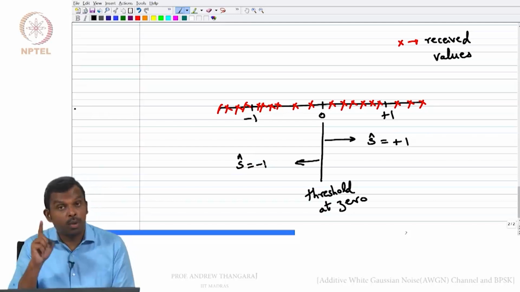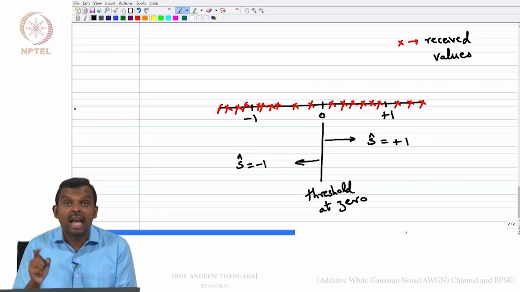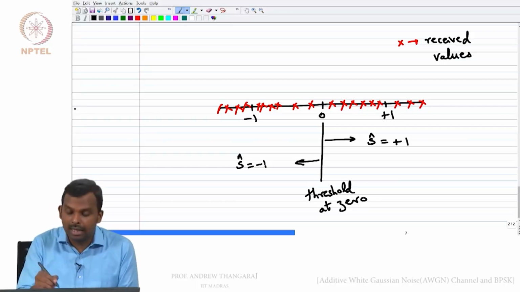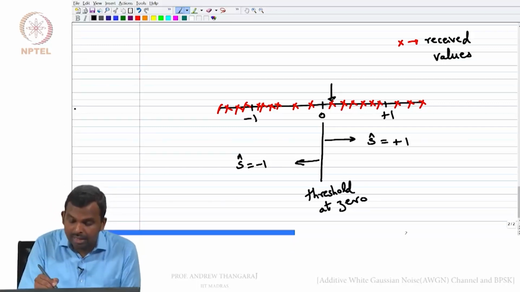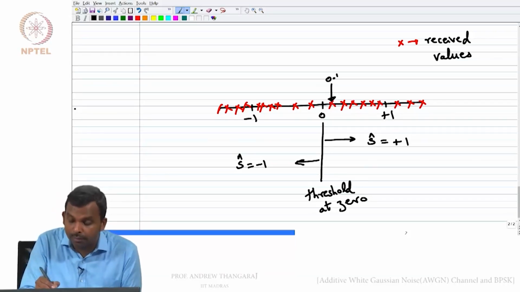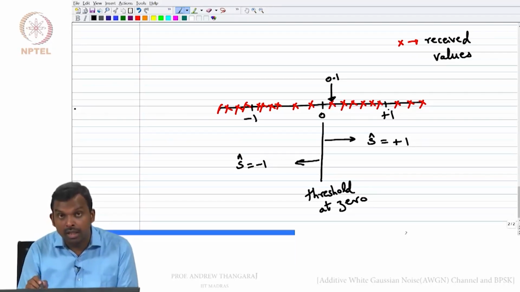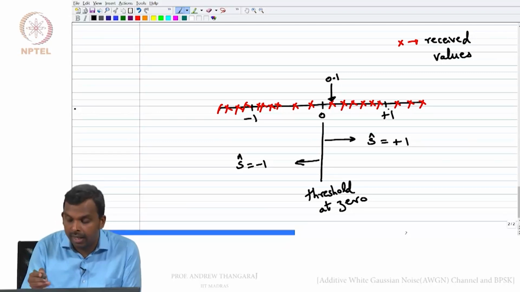Okay. Now, I want to point out one very important thing. This thresholding can cause error. Why is that? So, let us take a received value which is close to 0. Let us say this one is 0.1. Okay. If you have a received value of 0.1, the transmitted symbol could have been plus 1 and the noise could have been minus 0.9. Okay.